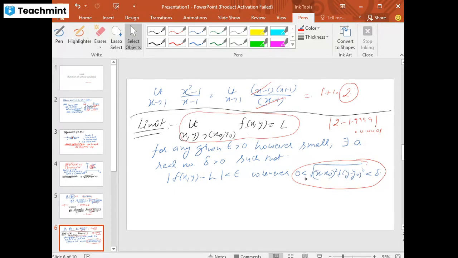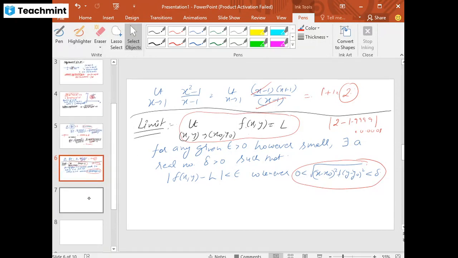Okay. So like in the last problem we have discussed, sometimes it is not necessary that your function is defined at the point (x naught, y naught). So that's the reason while solving the problem of the limit, we generally use the deleted neighborhood of a point rather than the neighborhood of a point. So we are using it greater than 0.